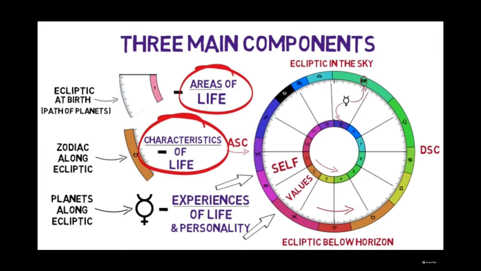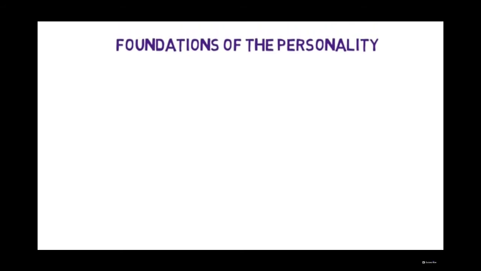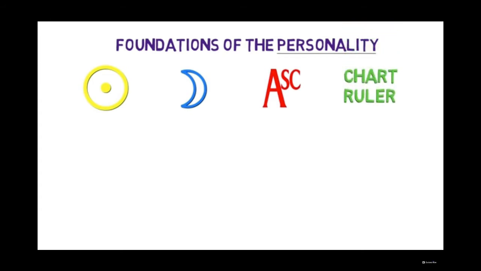Now let's look at what your chart says about you. In general birth chart analysis, we want to start with the most foundational elements first. In other words, the most foundational elements of your personality and overall life experiences. There are 4 main components of the chart that show this: your sun, moon, ascendant, and the ascendant's ruler, also known as your chart ruler.